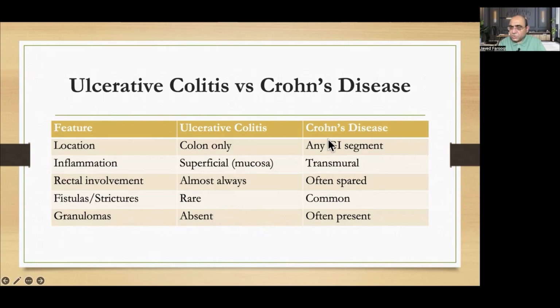But when we see Crohn's disease, it can affect any GI segment, as said before. The inflammation is transmural. Here, the inflammation is confined to the mucosa, while in Crohn's, it is transmural. And rectal involvement is often spared. The rectum is often spared, while in ulcerative colitis, it is almost always involved. Fistulae and strictures are common in Crohn's disease, and they are very rare in ulcerative colitis. And granulomas are often present in Crohn's disease, while they are absent in ulcerative colitis.